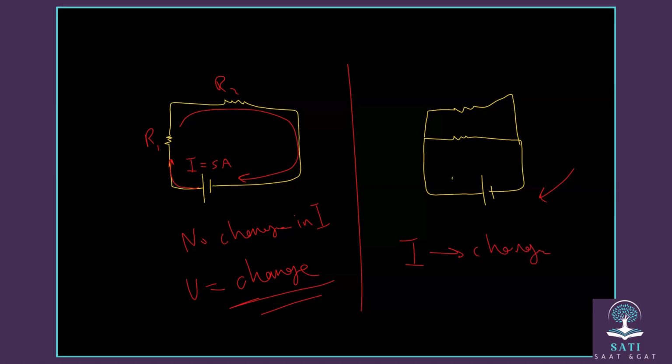Why does it change? Because the current now, when it moves from here, it will change. That means the current that will move from here will be different from the current that will move from here. So the current will not remain the same, because it will be separated in two ways. So as long as it is parallel, the current changes, while the voltage does not change. No change in voltage if the connection is parallel, and there is a change in the current. I hope we understand here.